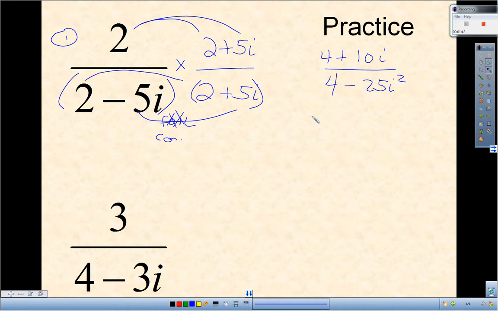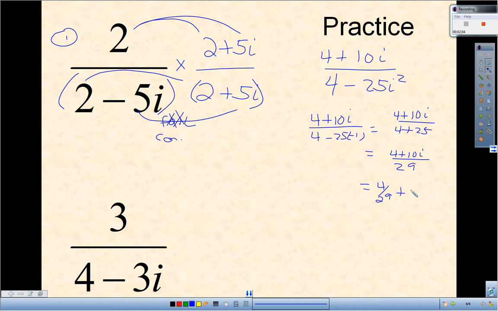Now, remember, i squared is negative 1, so I'm going to have 4 minus 25 times a negative 1, which would be 4 plus 10i over 4 plus 25. 4 plus 25 is 29. And so that gives me 4 plus 10i over 29, which you could break apart and rewrite as 4 over 29 plus 10 over 29i. But either one of those answers would be acceptable.